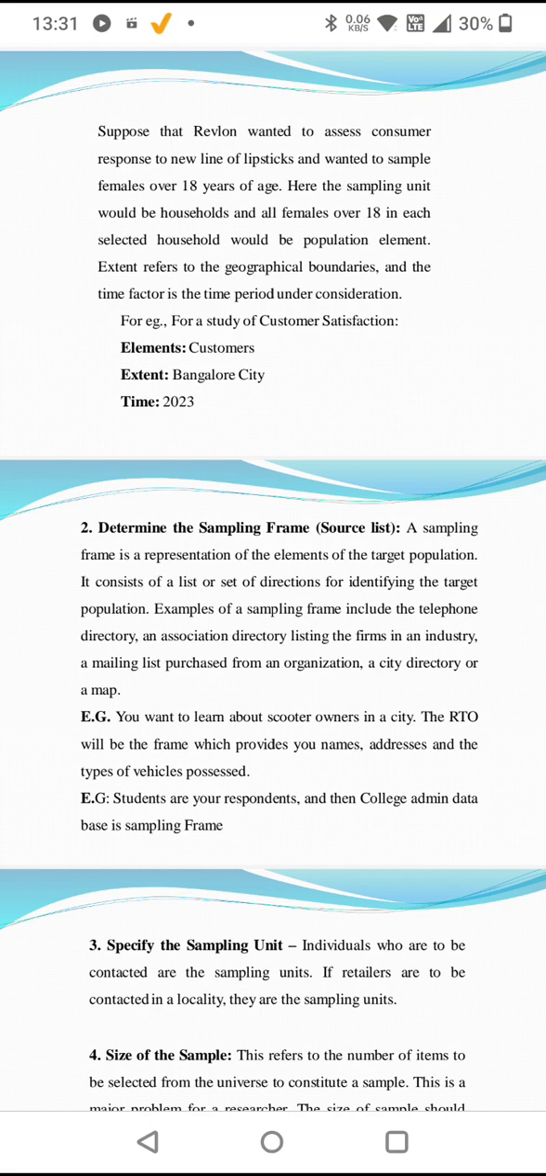For example, you want to learn about scooter owners in a city. What do you do? You go to the RTO office. It will be the frame which provides you names, addresses and the types of vehicles possessed. So out of that, you will be taking out the sample or the sample size. Students are the respondents and then college admin data will be your sampling frame.